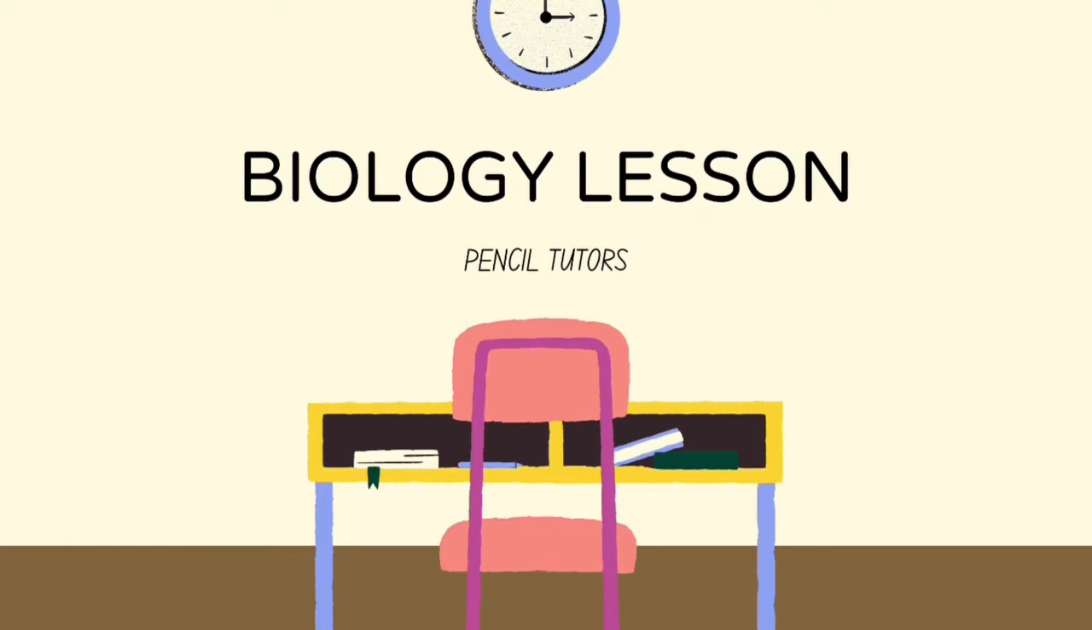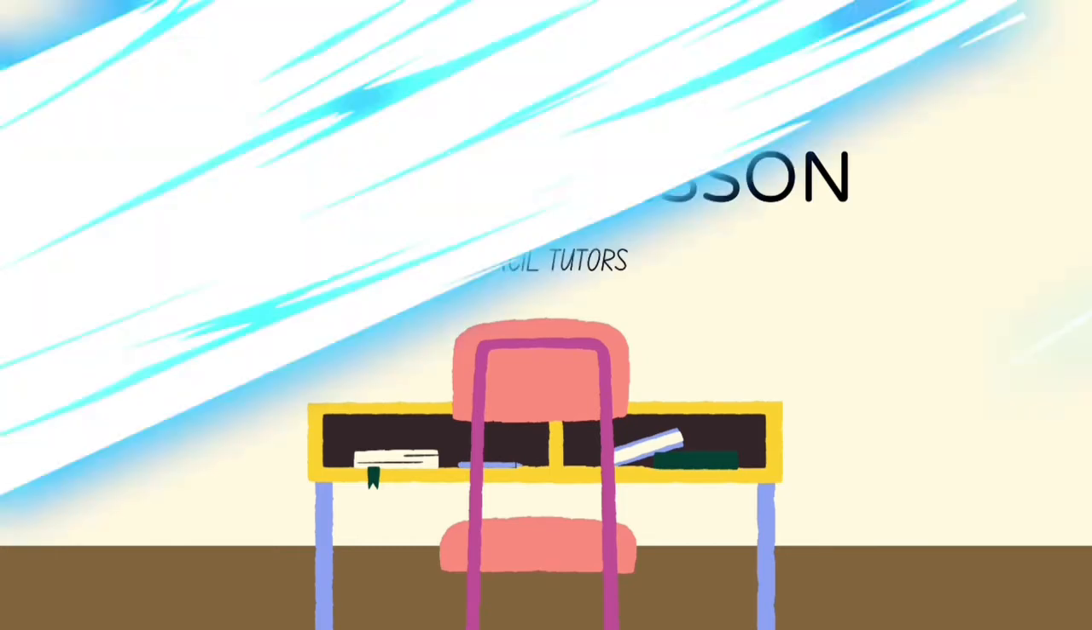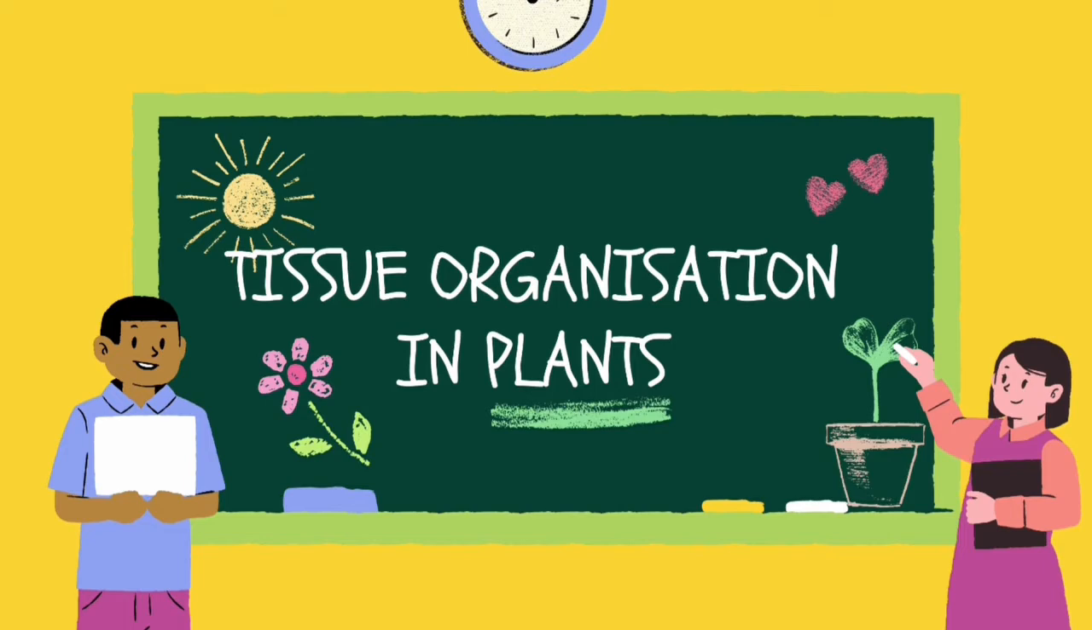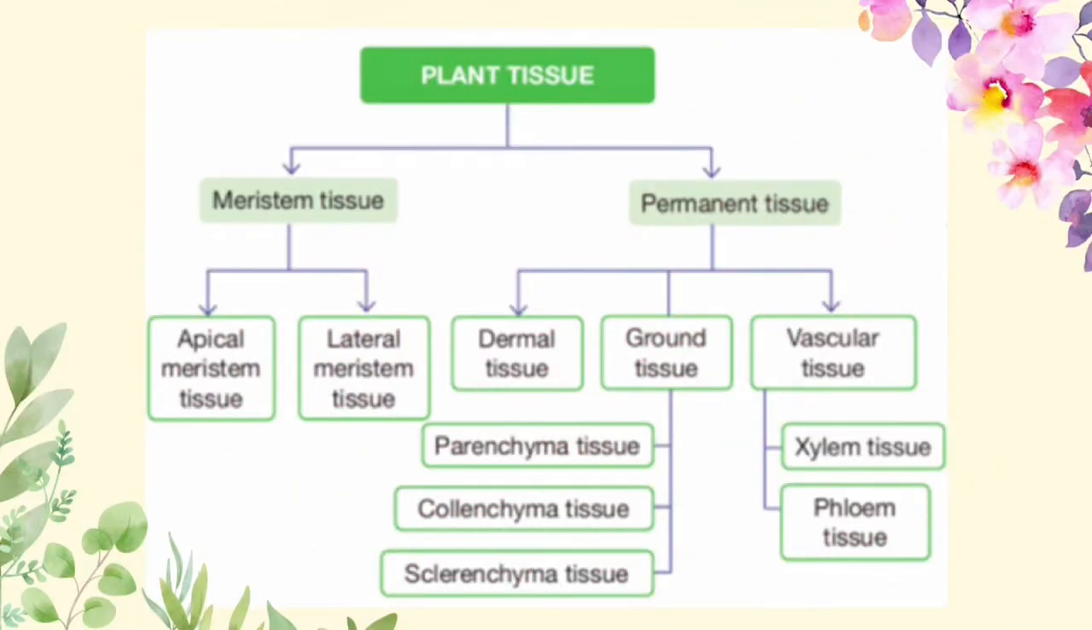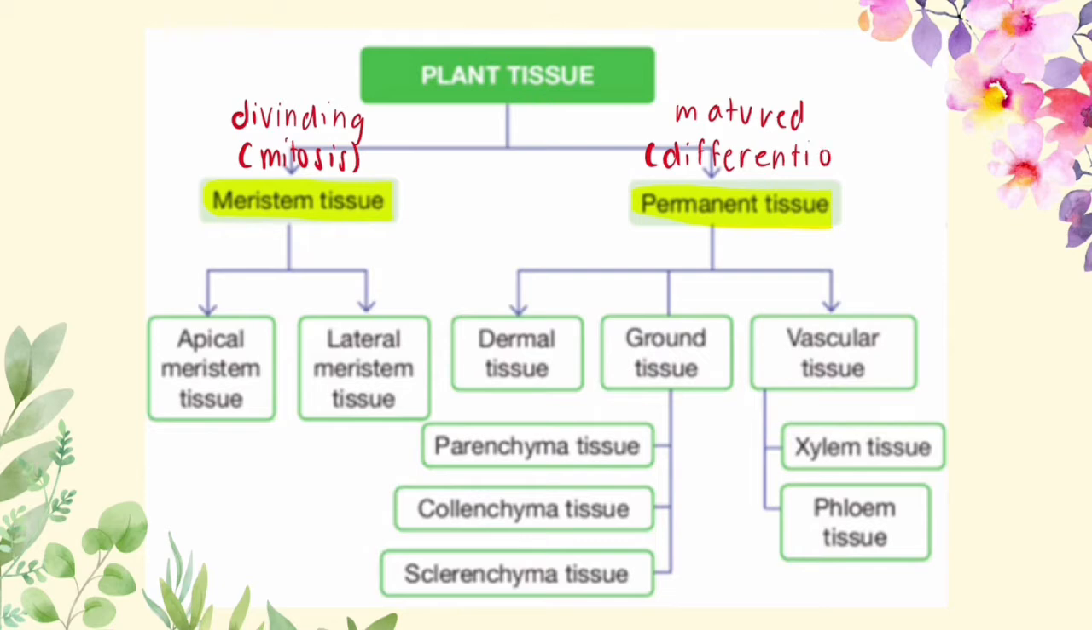My name is Nandika and today I will be giving a biology lesson on the tissue organization in plants. Plant tissues can be divided into two different classifications, which is the meristem tissues and the permanent tissues. Meristematic tissues are tissues that are constantly dividing and undergoing the process of mitosis. Permanent tissues, on the other hand, are tissues that are mature and have already undergone the process of differentiation or are undergoing the process of differentiation.